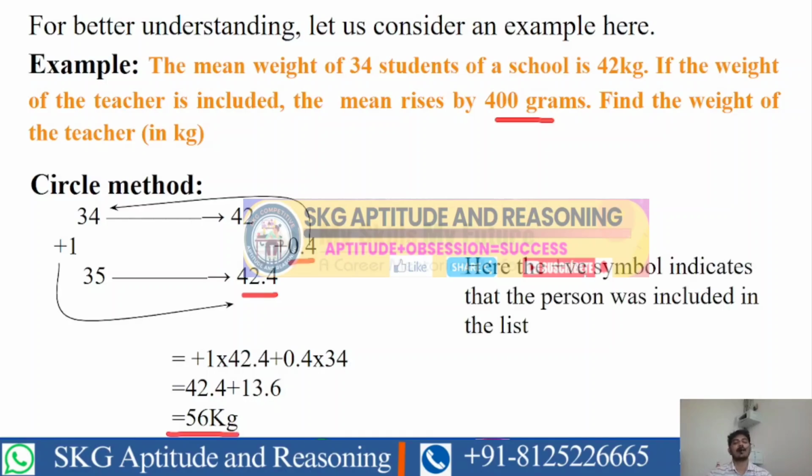Here we are not getting any symbol. If we are not getting any symbol, it means a positive symbol must be present before that number. It indicates that when a person is included in the list, we definitely get the answer in a positive manner. So if there is no symbol, there is definitely a positive symbol before that number. I hope you are clear with this explanation.